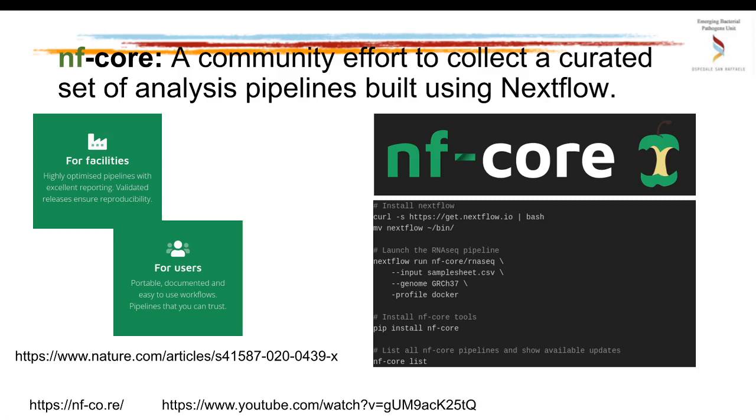nf-core is a community that has different pipelines to analyze bacteria, to analyze Homo sapiens data, to analyze RNA-seq, and also to perform metagenomics. It has highly optimized pipelines with an excellent final report. It's important because it's portable, well documented, and easy to use. Here, I just report an example of how to run, for instance, the RNA-seq pipeline.